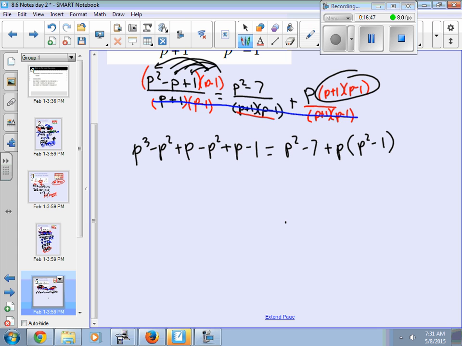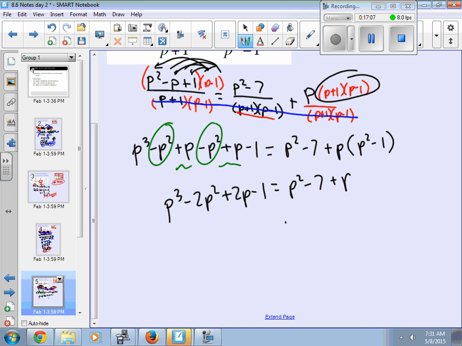All right, now I've got to keep going here. It looks like there's a few like terms on this side we could put together. So you get p cubed minus 2p squared plus 2p minus 1. On this other side, let's finish distributing here. You get p to the third power minus p. Some things we can do here. There is a p cubed on both sides, so if we subtract that, those would cancel out.